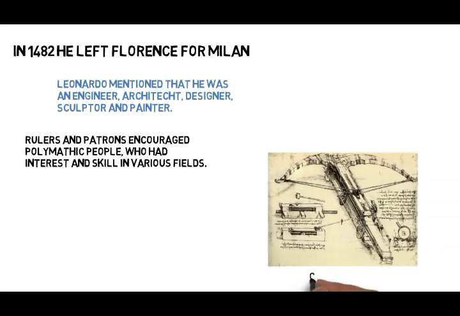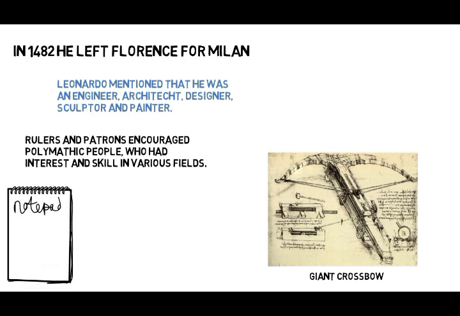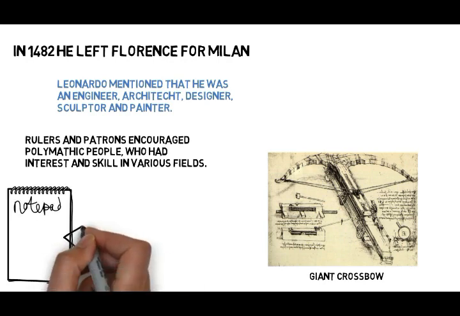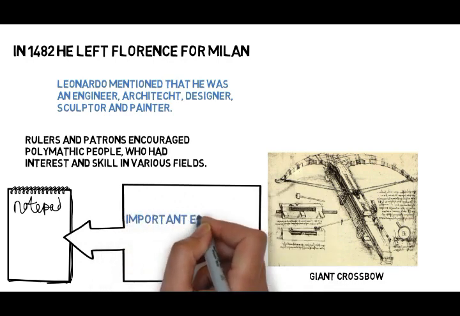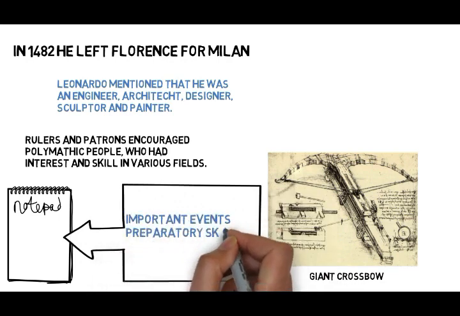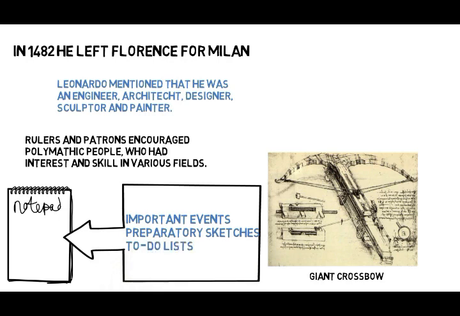Among the weapons and machines he designed was a giant crossbow, which was the first of its kind at that time, but sadly it was never constructed. Leonardo used to maintain notebooks where he recorded the important events that happened and drew preparatory sketches and to-do lists. It was in his notebook that he recorded things like "describe the tongue of a woodpecker" and "observe the muscles that move in the face of a man while laughing."